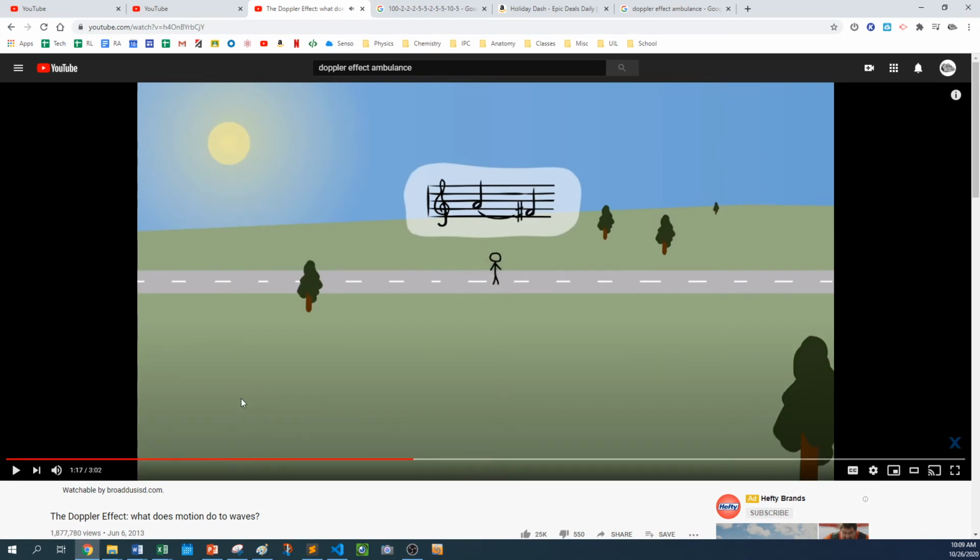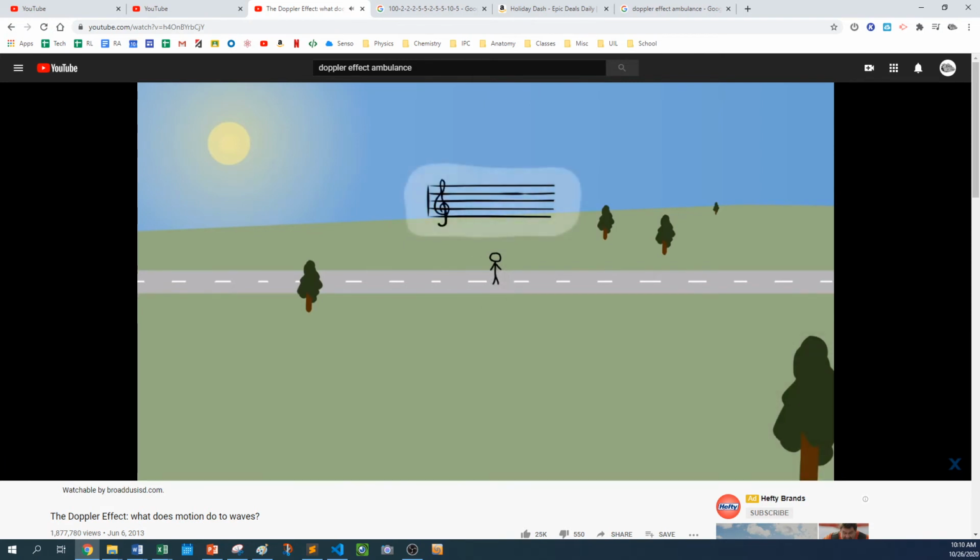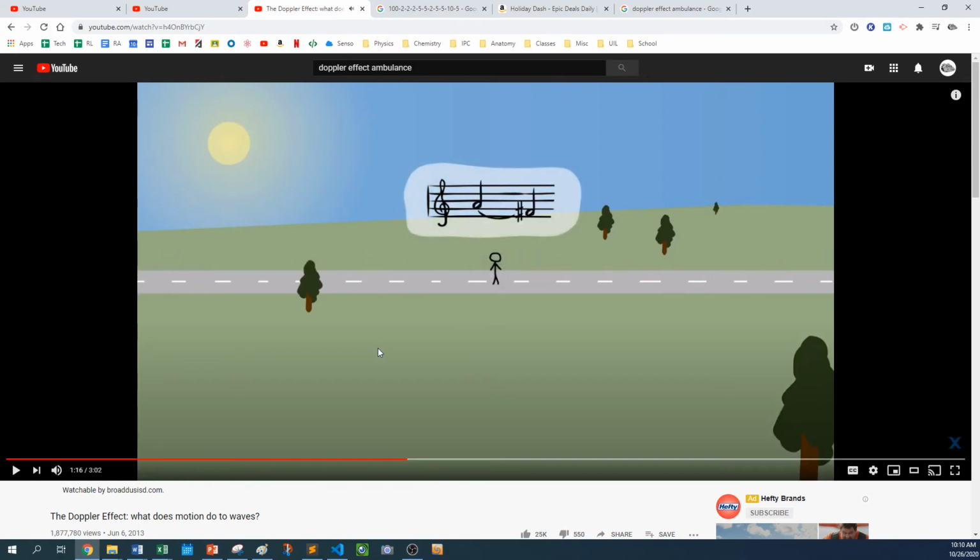Y'all hear the change in frequency? Did you hear the horn though? Because you're standing in the middle of the road. Listen to the horn. The horn to you might sound something like this. You hear the switch? It's one frequency the entire time.